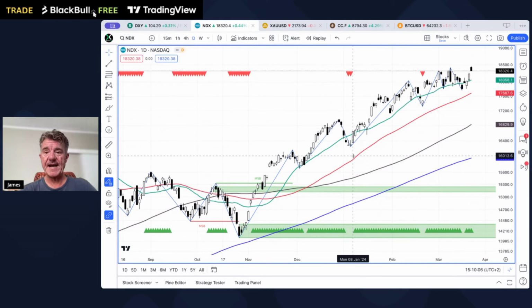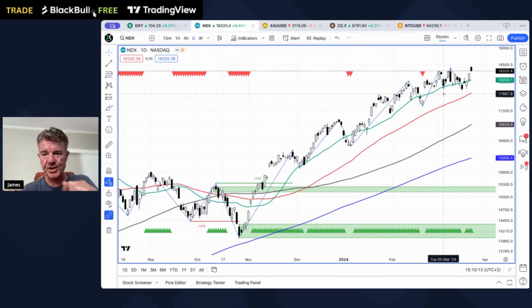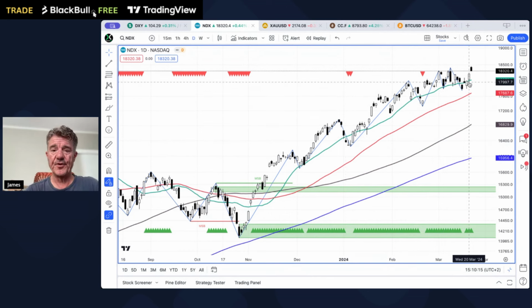Really, the trend's just going up. Notice that we've tried to pierce this 20 period moving average several times. There it is there, this green line. We tried recently. We've not had two daily closes beneath the 20 period moving average. That's what will trigger this indicator that you see at the top here. These red triangles and the green triangles, these are my own indicators.